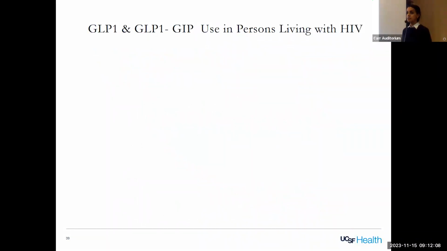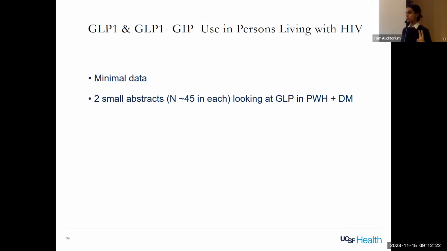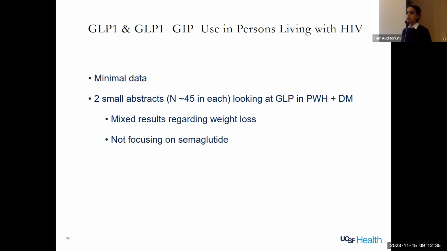So how do we think about this in your patient population and people living with HIV? Unfortunately, there's very, very minimal data of any GLP use in people living with HIV. There are only 2 small abstracts, each were about 45 people in Nature, and they included individuals with obesity as well as diabetes, so not specific to this group. Very, very mixed results, and they were looking at all forms of GLP-1, so it wasn't just semaglutide, and it wasn't even just the injectables. And most problematic is that they didn't really report any data on adverse side effects.